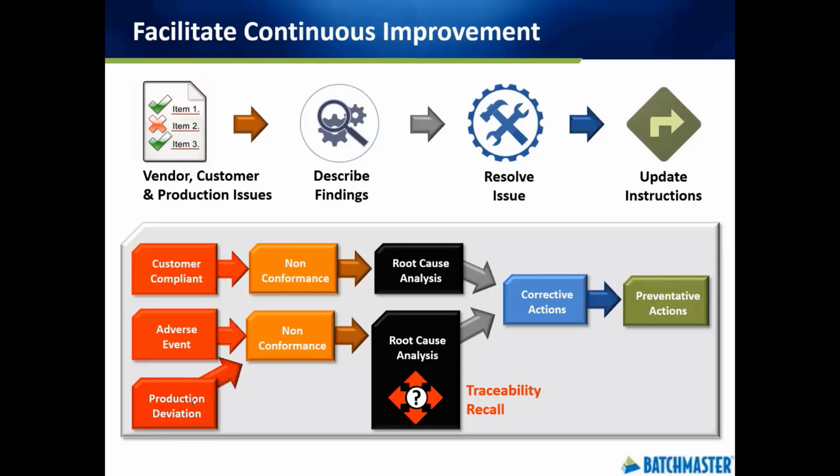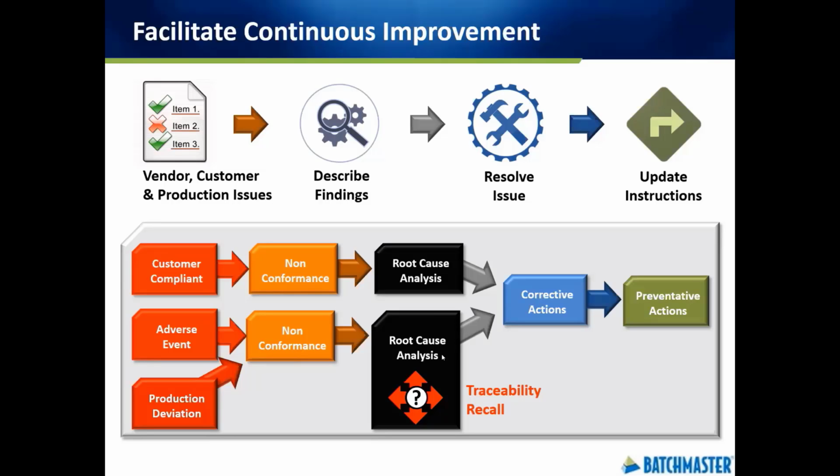So a deviation that's encountered during a batch job can create a non-conformance, and that could be linked to a CAPA record. Now, we can also capture customer complaints and adverse events, and these particular records can also link to a non-conformance. And it's a many-to-one situation. And in the non-conformance, there's typically a root cause analysis effort being done.